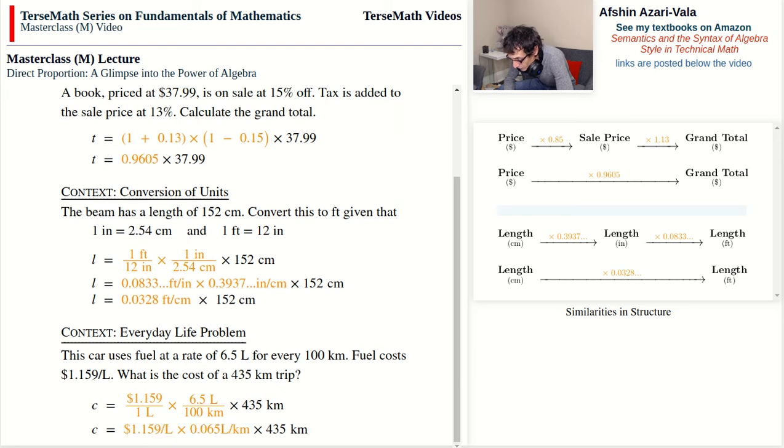If we work out the divisions, we end up with $1.159 per liter multiplied by 0.065 liters per kilometer multiplied by 435 kilometers. So these simplified forms come from doing the divisions. 6.5 divided by 100 is 0.065, and the unit is liters per kilometer. And this one, $1.159 for 1 liter. If we divide, we get $1.159 per liter.